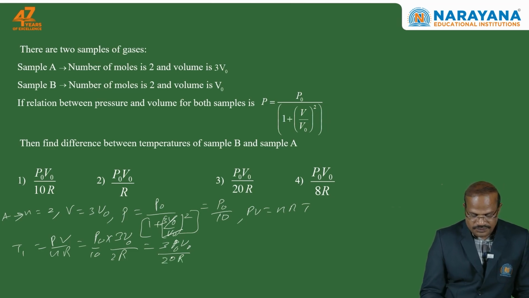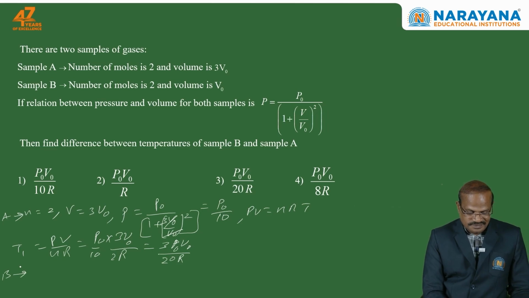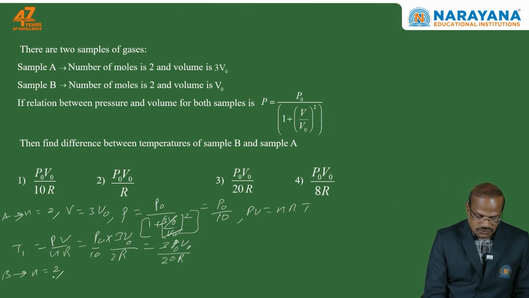This is T1. So similarly for B, number of moles is 2, volume is V0, then pressure becomes P0 by 1 plus V0 by V0 whole square. So this is V0 by V0 is 1, so this is P0 by 2. This is pressure.